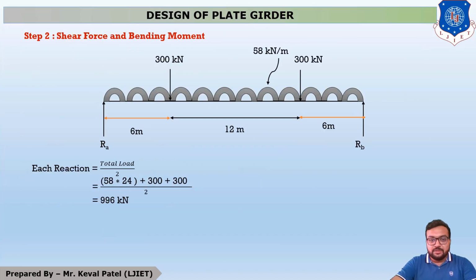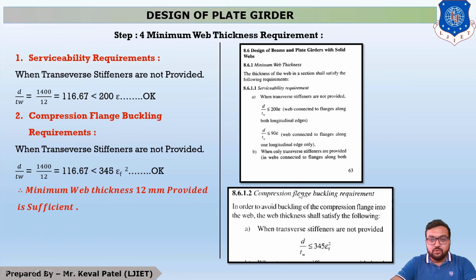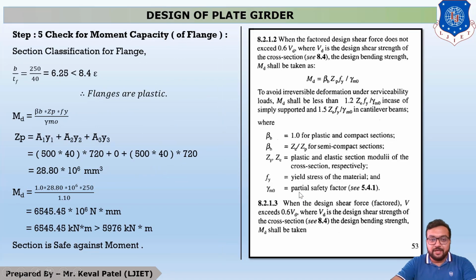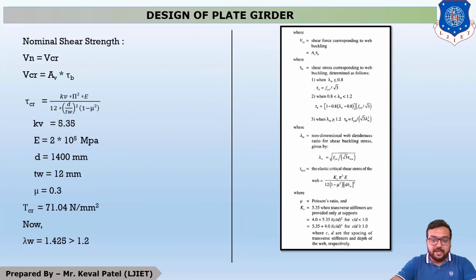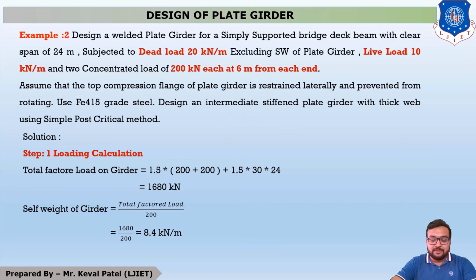Okay, so students, you can see that there is no change in our data, and we will continue our example number 2 like this. So you can see that our question is: design a welded plate girder for a simply supported deck span having a load which is subjected on a 24-meter span of 20 kilonewton per meter, which is your dead load, and this dead load is excluding self weight.